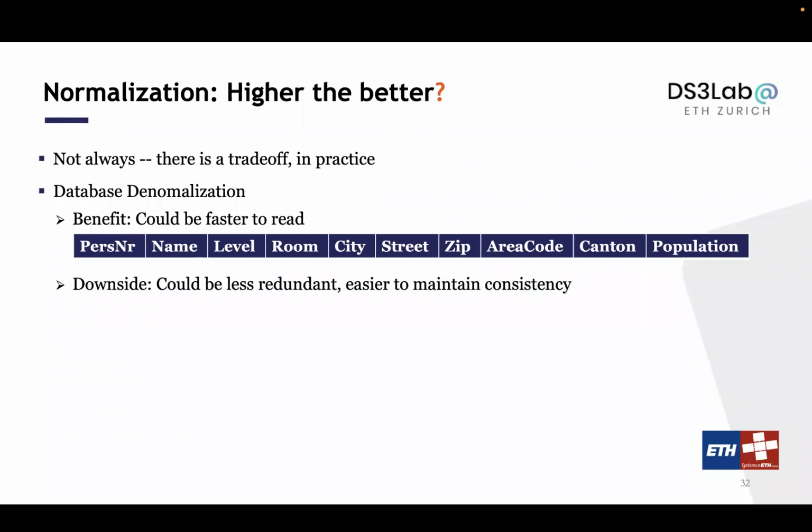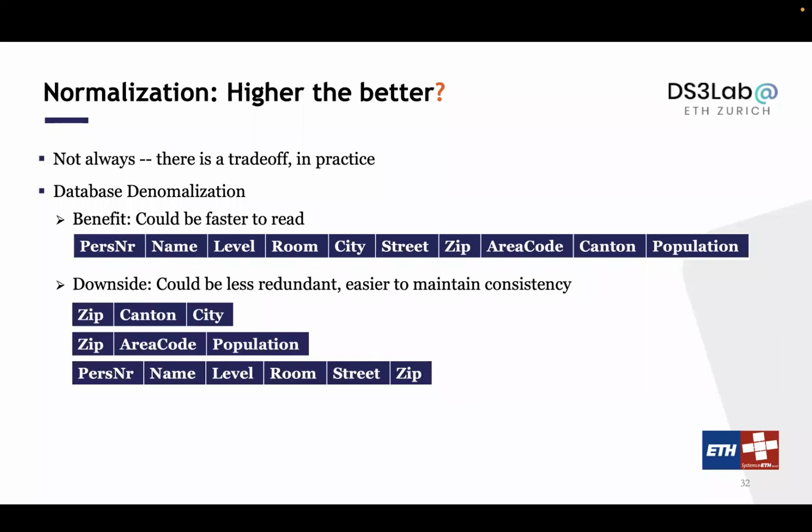Okay. So on the downside, of course, there could be data redundancy caused by normalization. When you normalize to a higher normal form, it's easier to maintain consistency, if you just put the two schemas side by side. It also depends on whether your workload is read only or not.